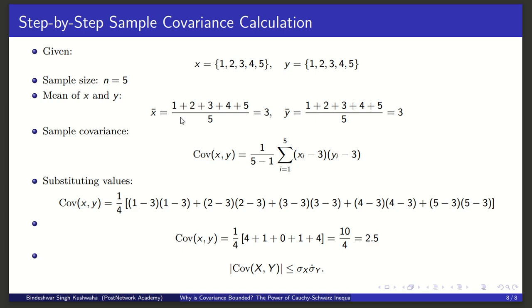So I hope you have understood how covariance is bounded. You have got the upper bound. Hope you understood this concept.